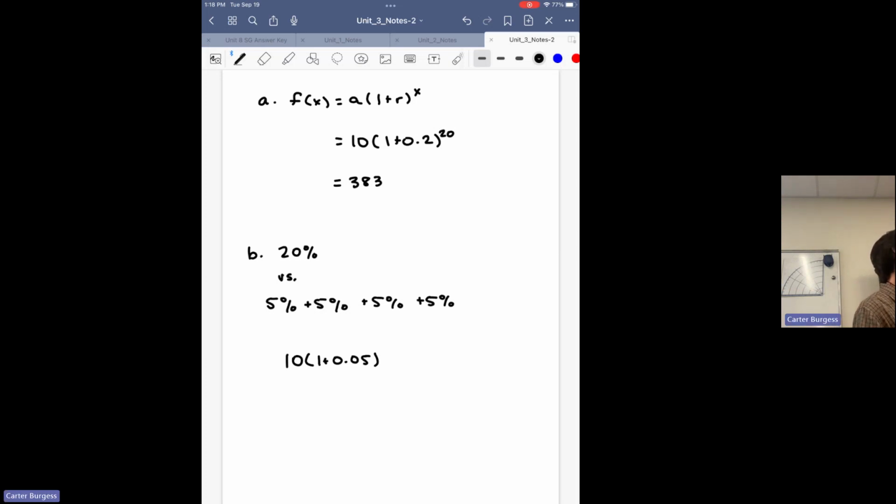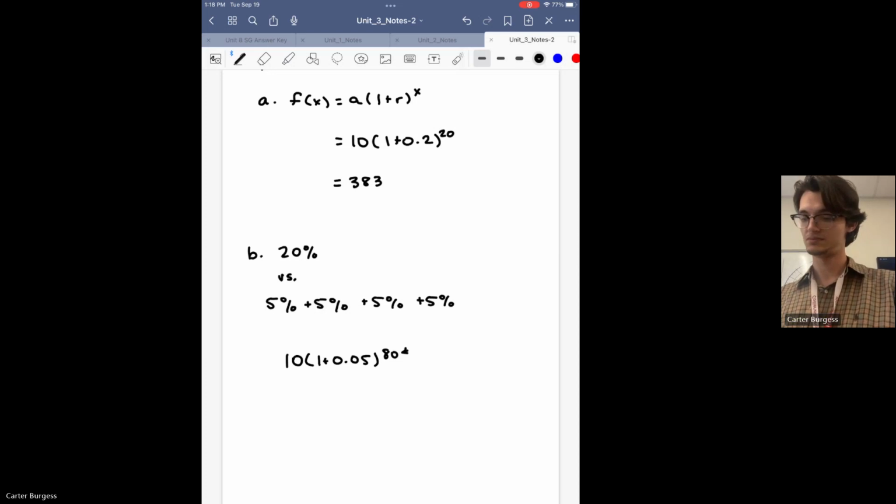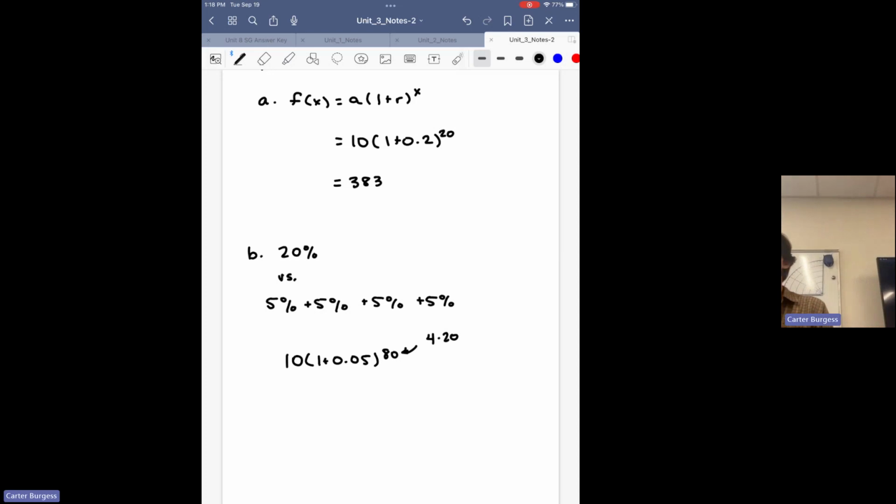4. How many days am I doing this for? 20. And so how many times am I going to increase by 5% overall? That's going to be 80, which is 4 times the number of days. This is 4 times 20. And what did we see here? It's like 495 of these creatures.